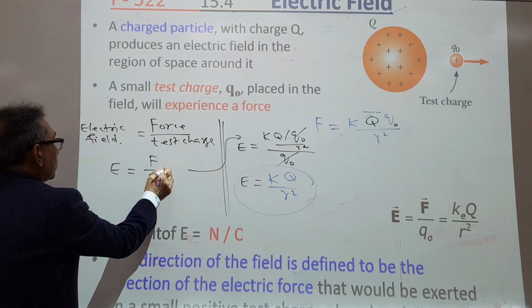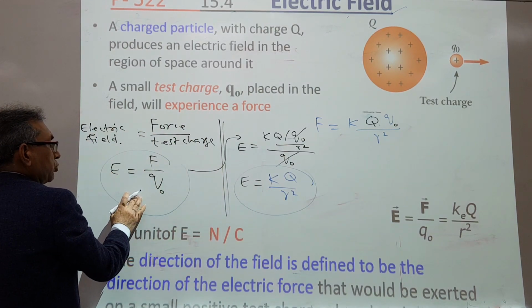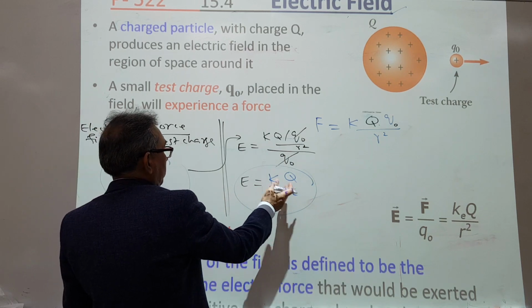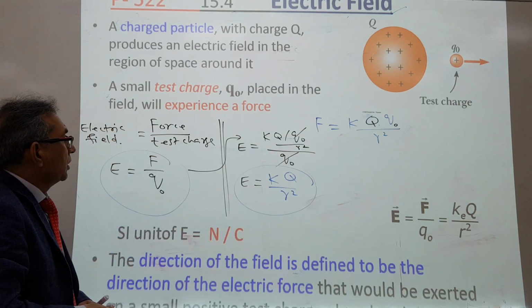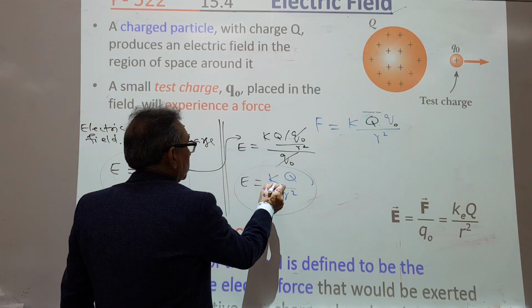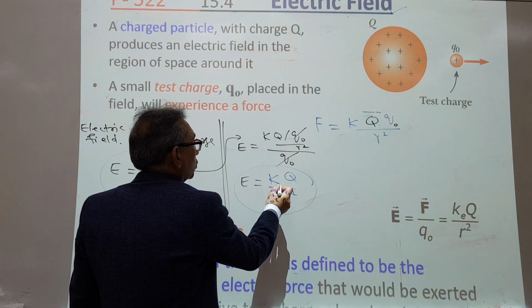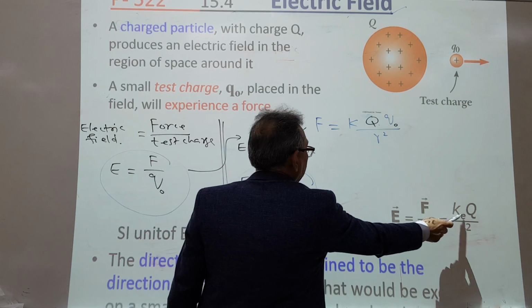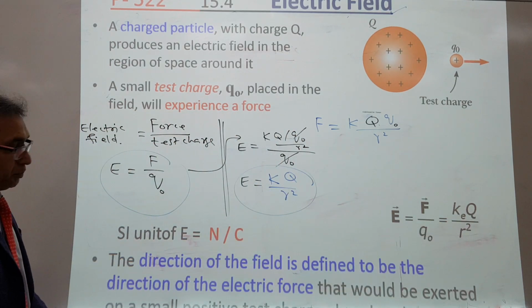This is one relationship. Sometimes you can use this equation, and it depends on what is given and what to find out. So this is a different expression, with K the electrostatic constant, or Coulomb's constant K, or sometimes we write Ke, right?